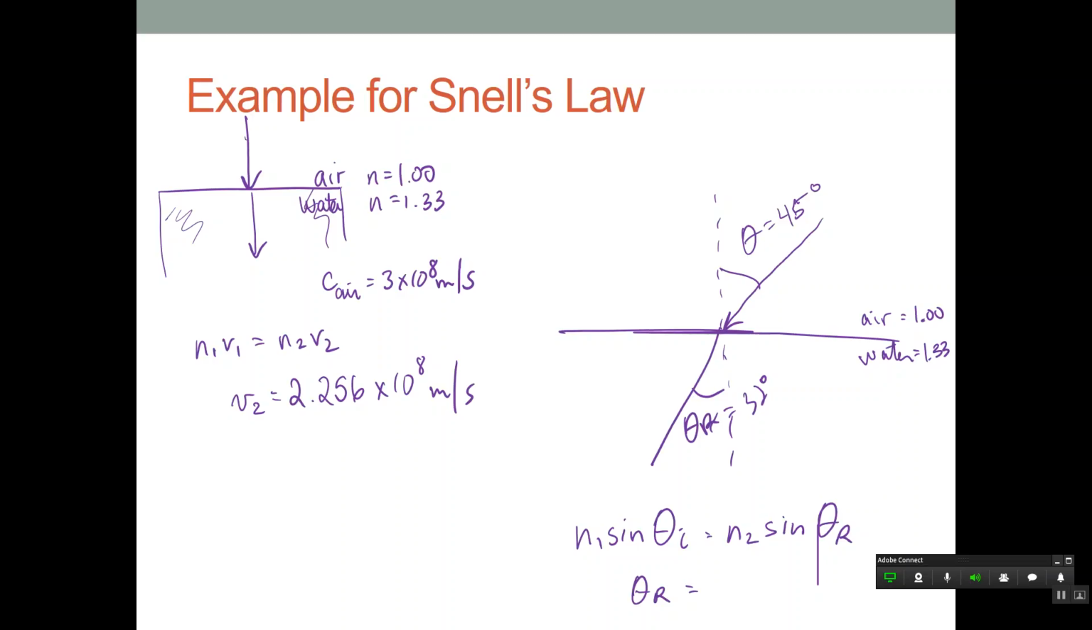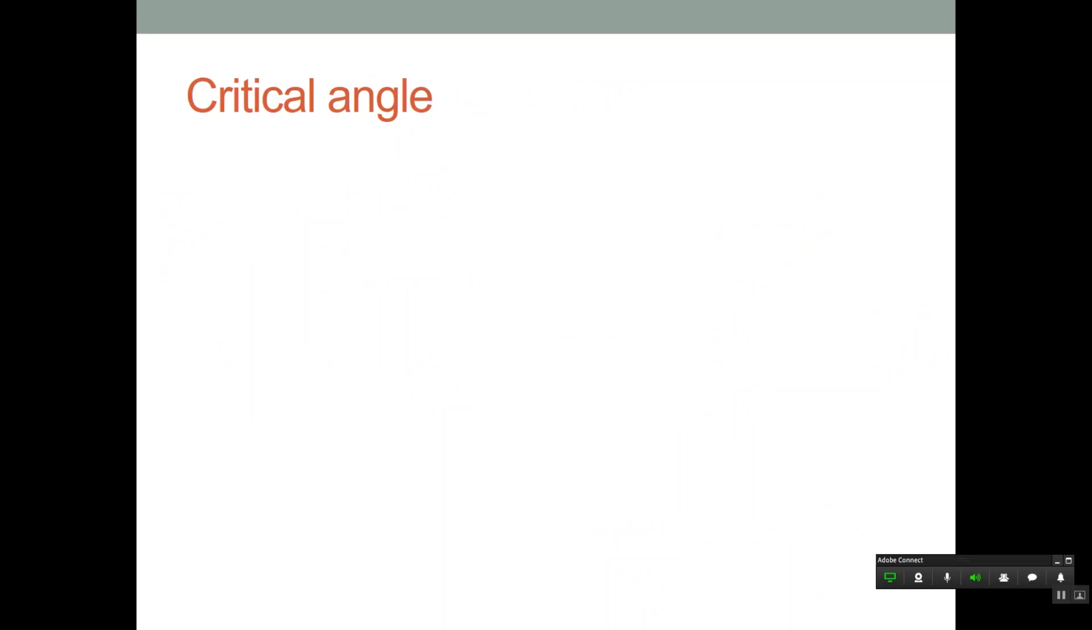Everyone understands this? If I were to flip this around and say that it's going from water to air, would the angle be greater than or less than 45? It would be greater than, and you're expecting it to go somewhere in this direction. All right. So let's talk about something called the critical angle, right? And this only works if you're going from a slow medium to a fast medium, okay? So let's write that down. Slow to fast only. And this would mean that N2, or N1 rather, has to be greater than N2, okay?